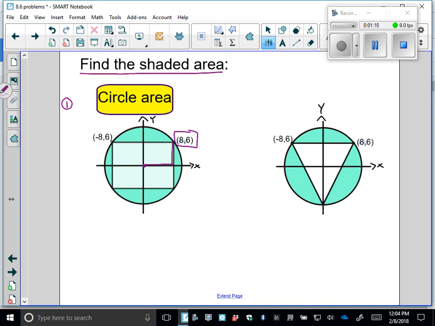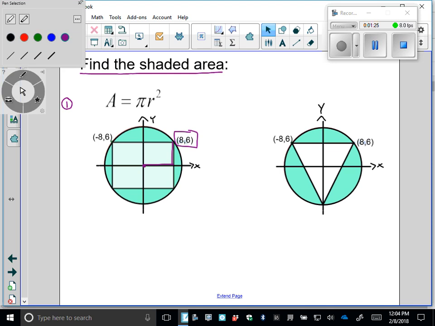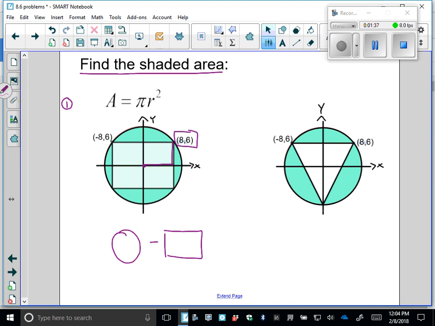So one thing you need to recall is the area of a circle, and as you've learned before, the area of a circle is pi r squared. So when we look at the concept of this problem, in essence, we basically want to find the area of the circle and subtract out the area of the rectangle. And then we would be left with the shaded area.